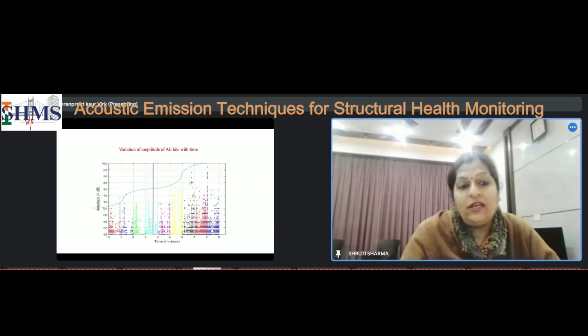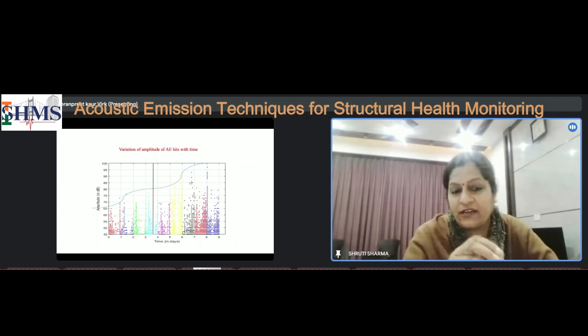And not only this, if this is the final picture which we are showing for the hits, the colored dots show the appearance of various hits at various days. Day one, 0 to 1, is the first day. Those hits are appearing. Then the second day, 1 to 2, 2 to 3. So we see that consistent rise in the AE hits.